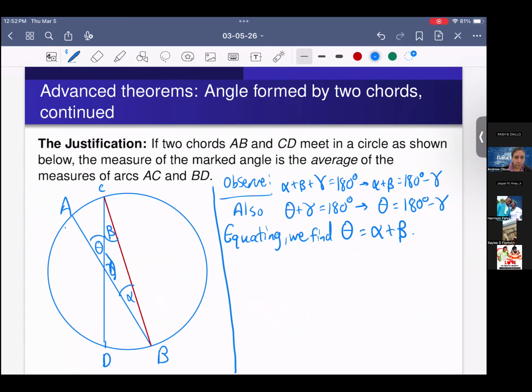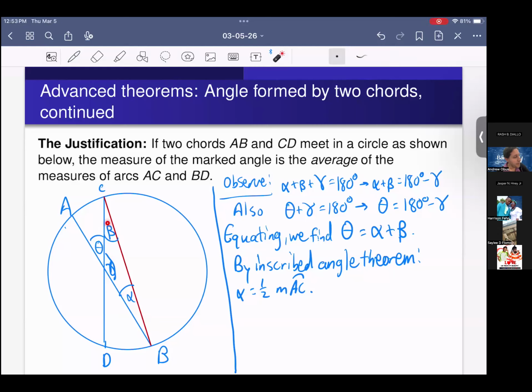Okay, that's good. So now, what's the measure of angle alpha? Well, what kind of angle is alpha? It's an inscribed angle, right? It's an inscribed angle with arc AC. So that means the measure of alpha is 1/2 the measure of arc AC. So I can say by the inscribed angle theorem, we get that alpha is equal to 1/2 times the measure of arc AC.